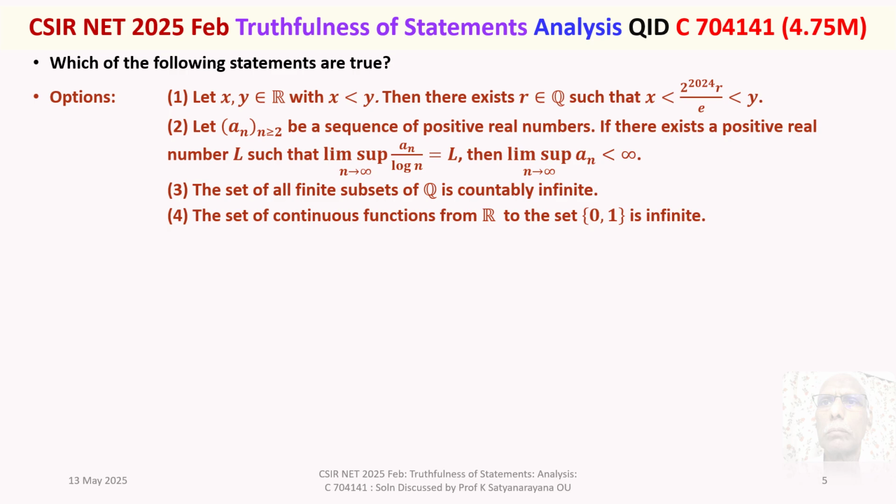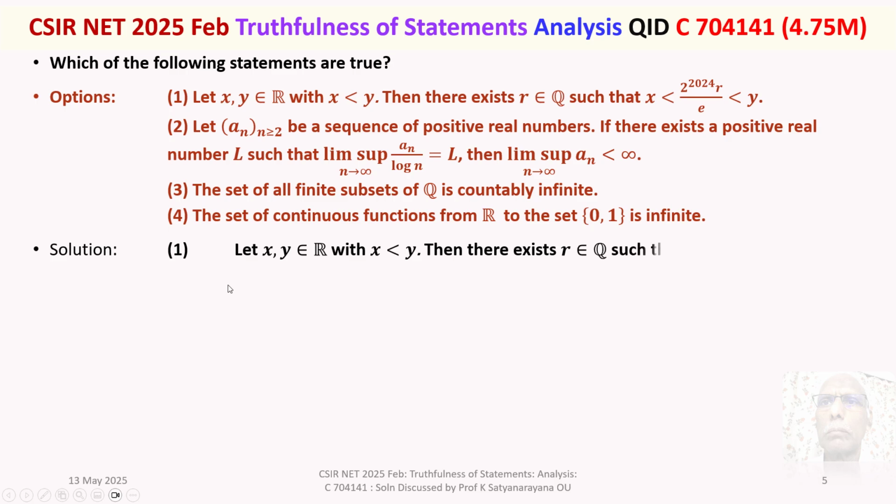Let's now discuss the solution of the problem in detail. We consider option 1. Let x, y be real numbers with x less than y. Then there exists a rational number r such that x is less than 2 power 2024 multiplied by r by e is less than y. This is true. We will show you how this is true.